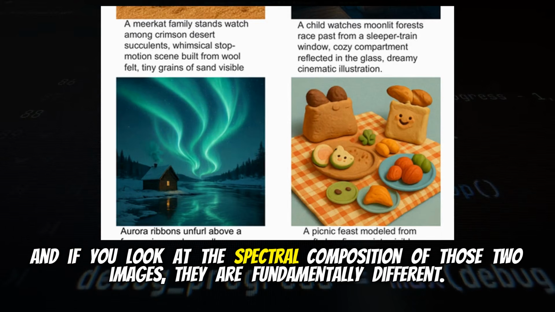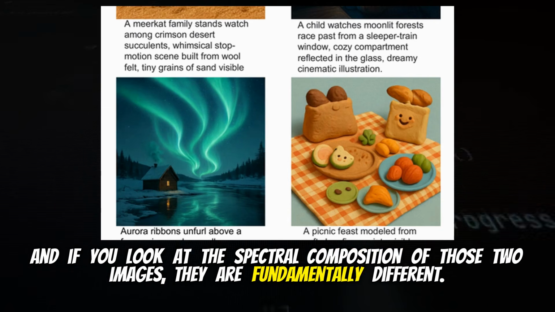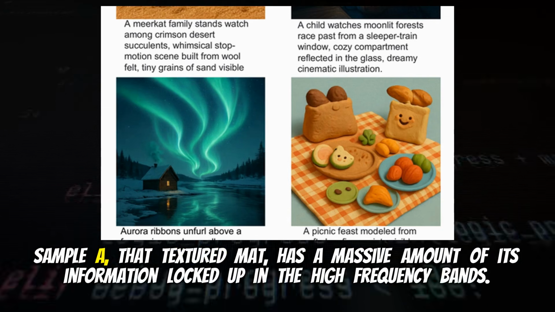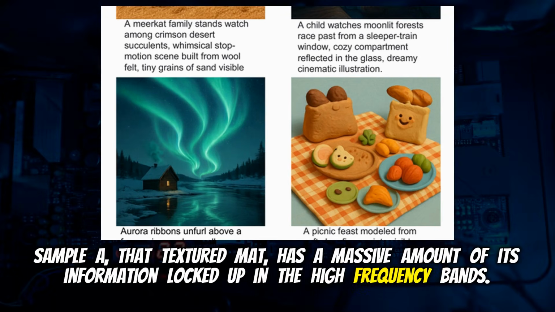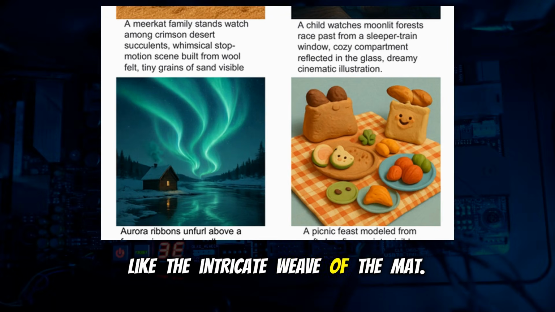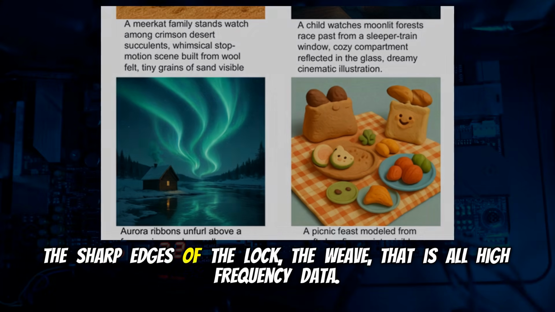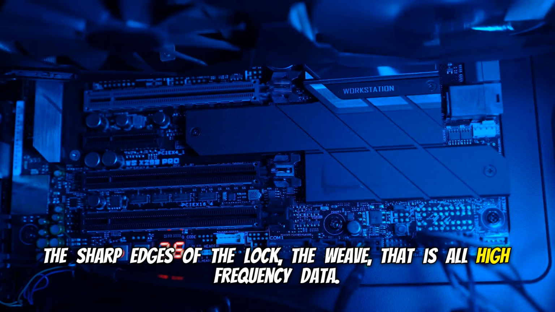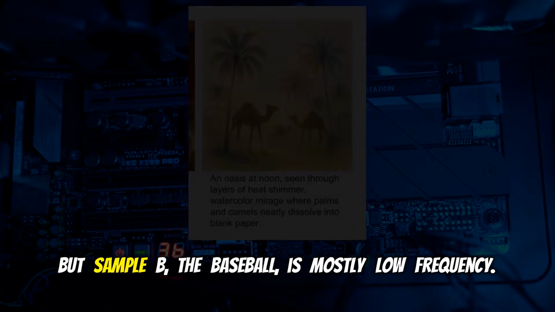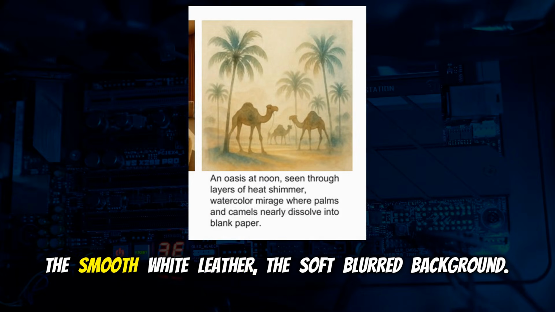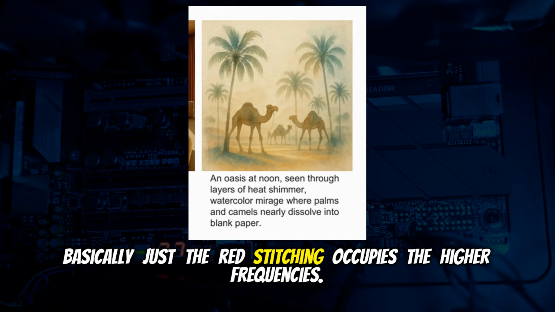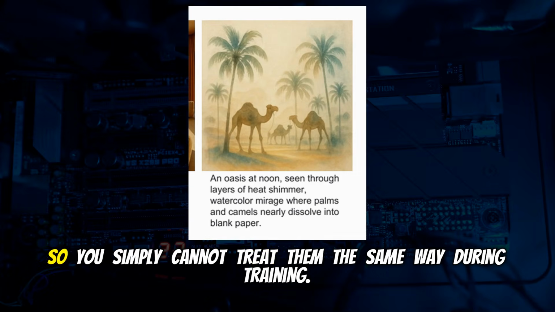And if you look at the spectral composition of those two images, they are fundamentally different. Sample A, that textured mat, has a massive amount of its information locked up in the high-frequency bands. Like the intricate weave of the mat. Exactly. The sharp edges of the lock, the weave, that is all high-frequency data. But sample B, the baseball, is mostly low-frequency. The smooth white leather, the soft blurred background. Basically, just the red stitching occupies the higher frequencies. Right, so you simply cannot treat them the same way during training.